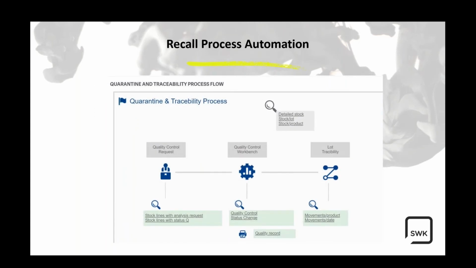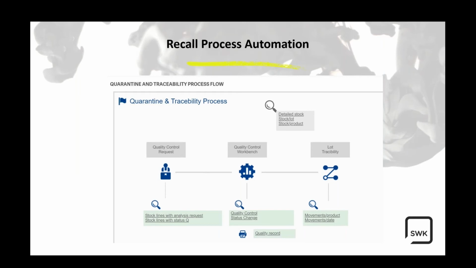Under quarantine and traceability, once we know we might have a problem, we can go through and do a quality control request, which takes an active product and puts it on hold in my warehouse so that I can't ship it anymore. I then do my quality test because I have an analysis request. I determine from that if the product has a problem.